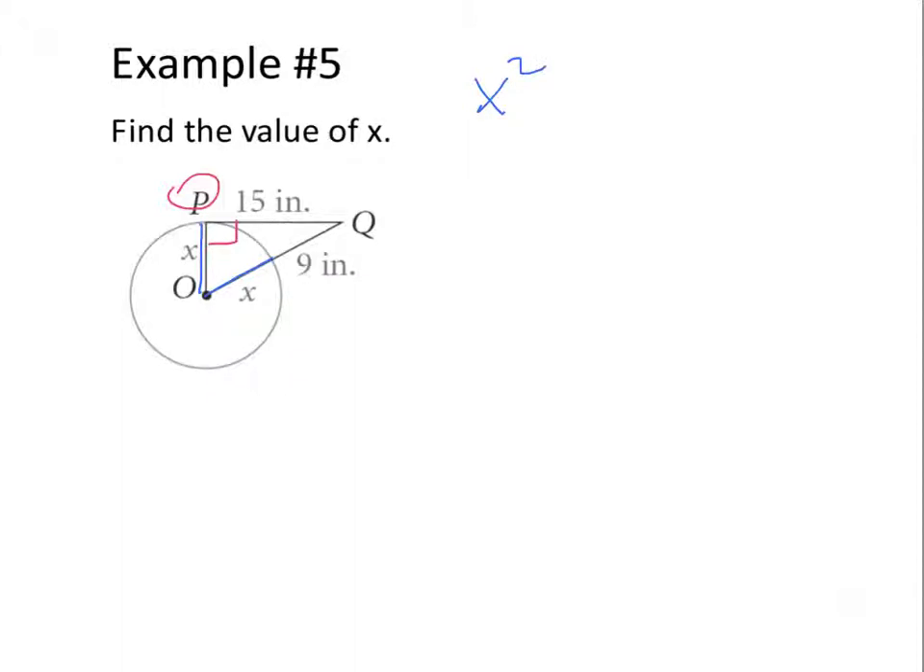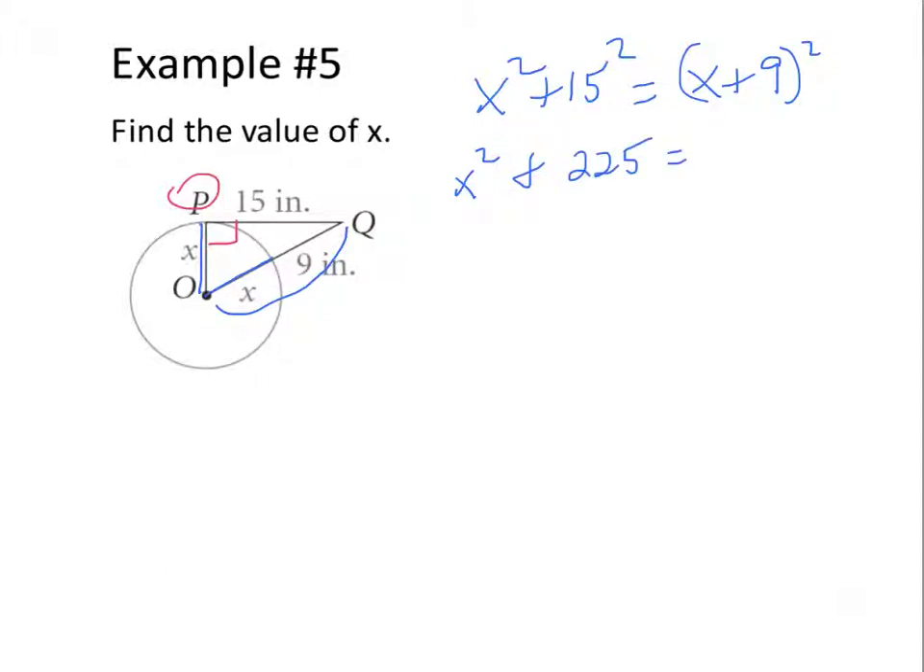I'm going to use x squared, which is a leg. The other leg is 15 squared. And the hypotenuse, this whole side, is going to be x plus 9. And I have to square that. So there's going to be some algebra involved in this one. But I'm still using the Pythagorean theorem, which is geometry. So I have x squared plus 225 equals the quantity x plus 9 squared, which means 2 of them. Now I'm going to have to FOIL that out, and that's an algebra skill.